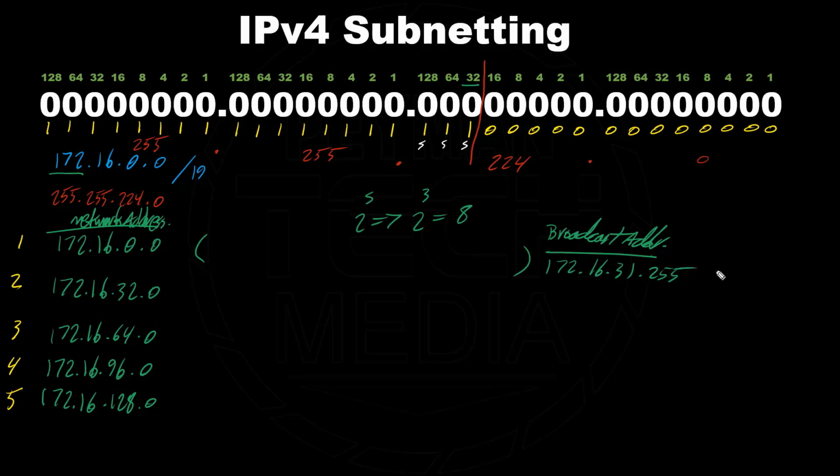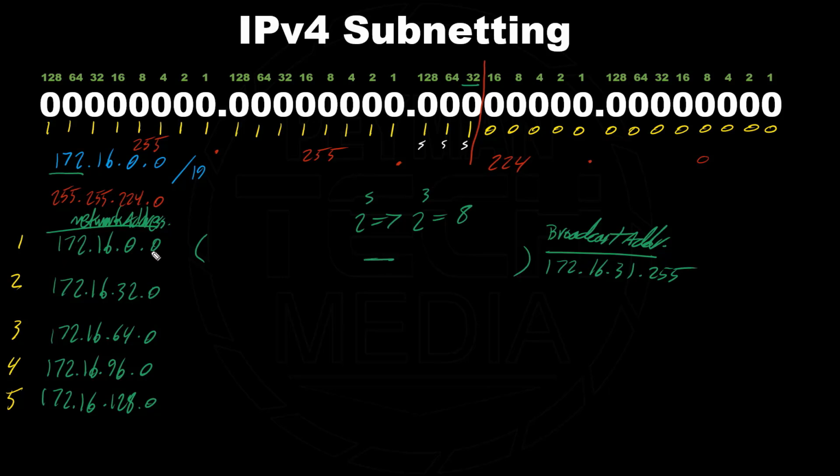172.16.31.255. If we add one IP address, this will be 256. We said we don't have 256, right? So it will be 0, and it will add 1 to the third octet, and it makes the 31 to 32. Here, as we can see, that's the next subnet.